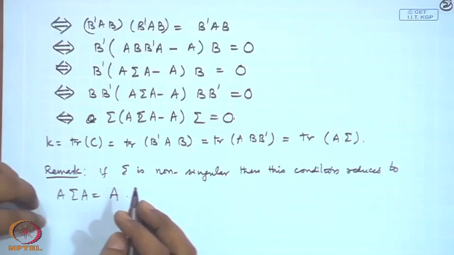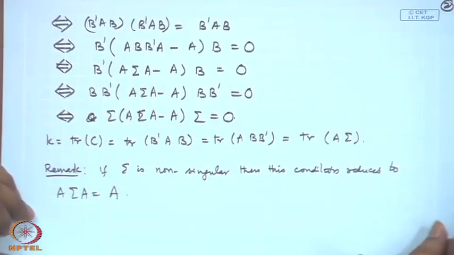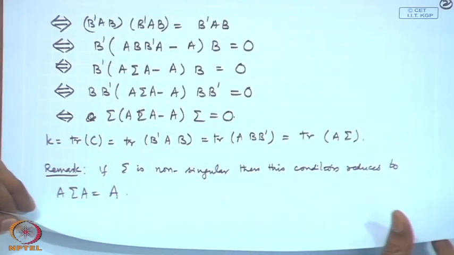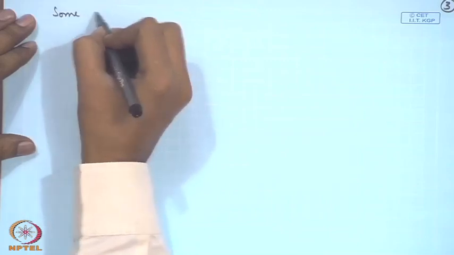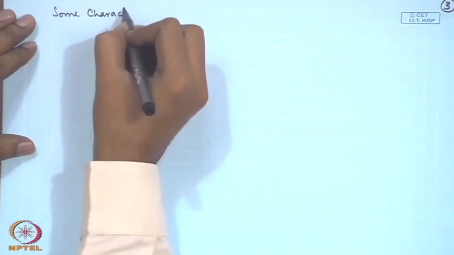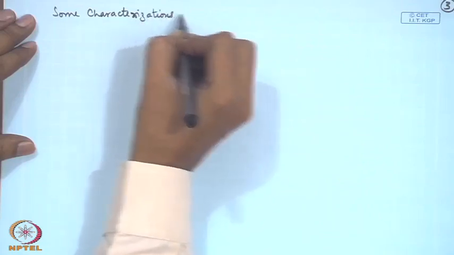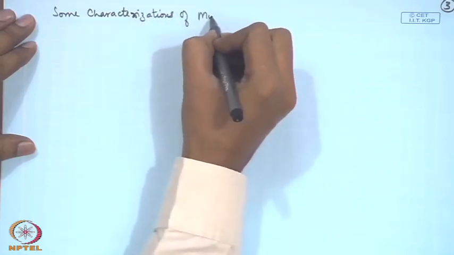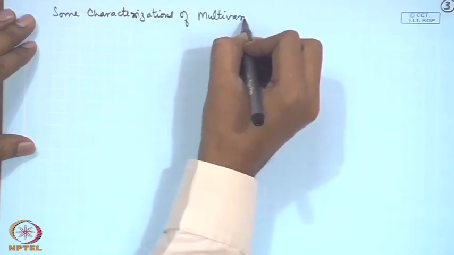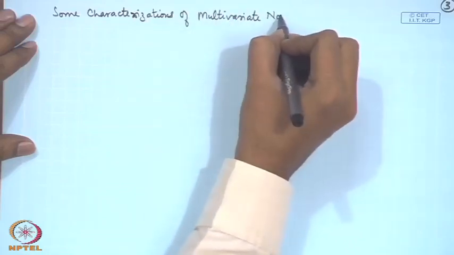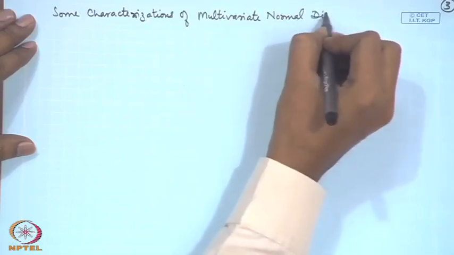Now, we will also discuss in detail the non-central chi-square distribution. However, let me talk about certain characterizations of the multivariate normal distribution now. Some characterizations of multivariate normal distribution.